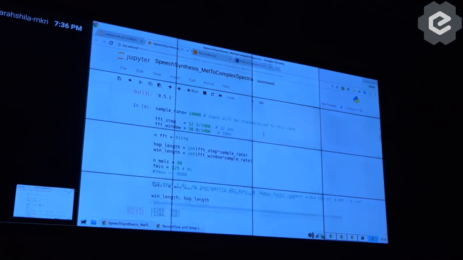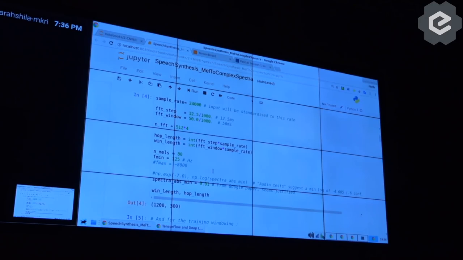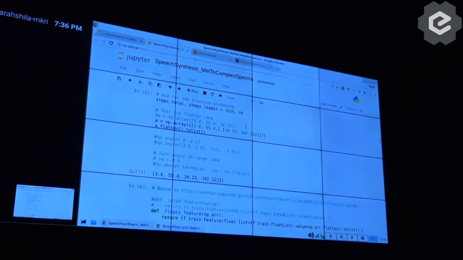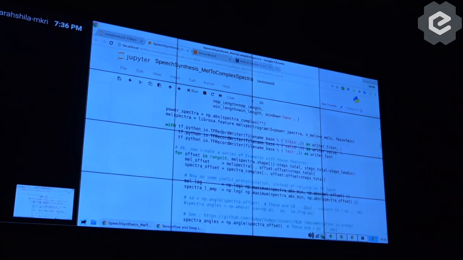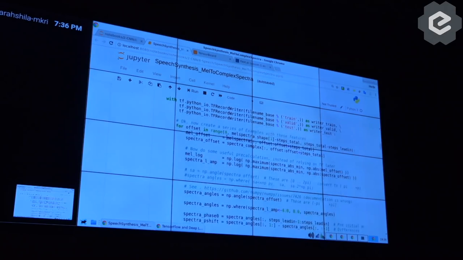Basically I've got some LibriVox books, which are quite well spoken. I just want to read those in as MP3. So here are some FFT things. I read in these samples, I do an FFT, and I then start to write these TensorFlow records out. This is something you probably need to download and look at the code if you cared, because it took a while to do.